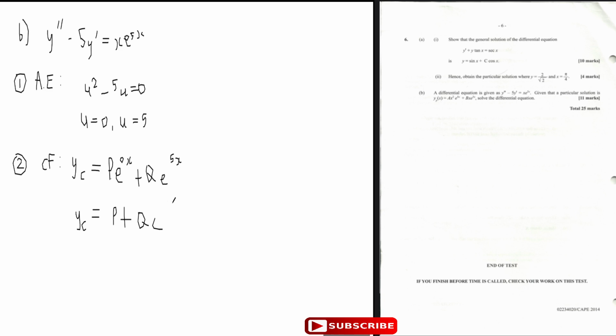Now, the second part, step 3, is to find the particular integral. So to find the particular integral, let's do that on a fresh page. We need to find a particular integral. Generally, people call it YP. In this case, the question tells us what the particular integral YP is.